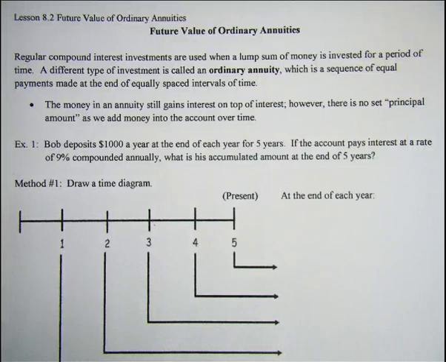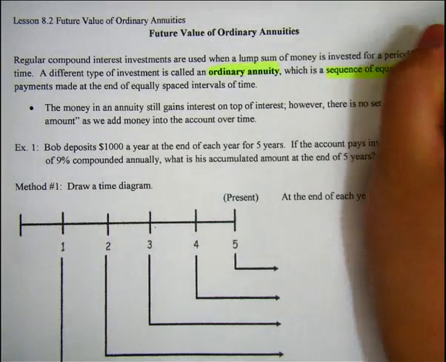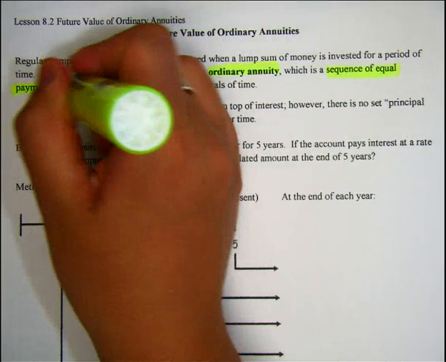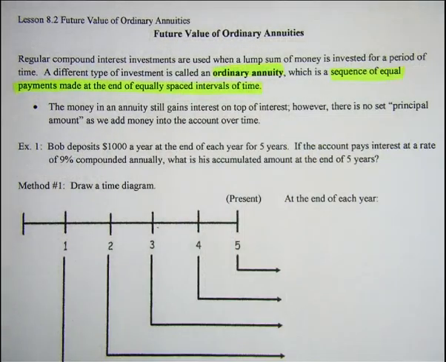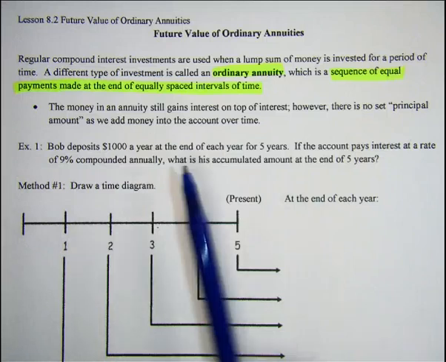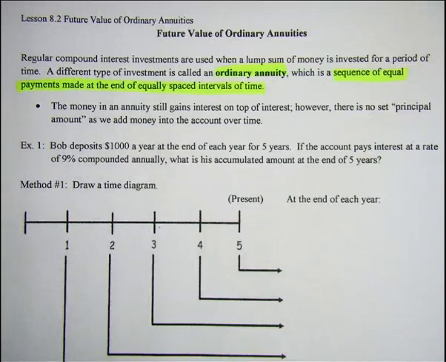In lesson 8.1, we learned about simple and compound interest. Now, another type of investment where you can earn some money is called an ordinary annuity, which is a sequence of equal payments made at the end of equally spaced intervals of time. There are other types of annuities where you might make the payment at the beginning instead of the end, but for our purposes, all of our calculations will be at the end of the period of time.